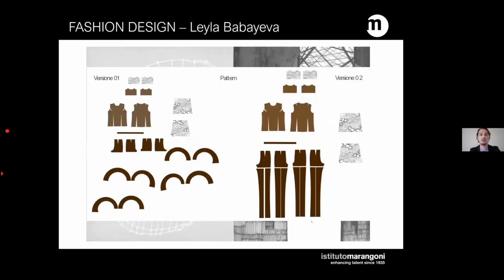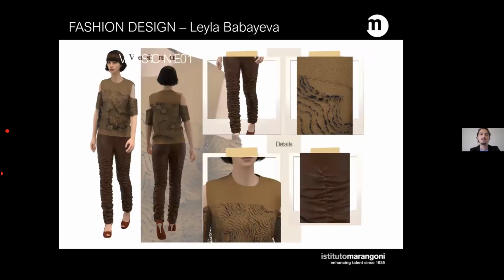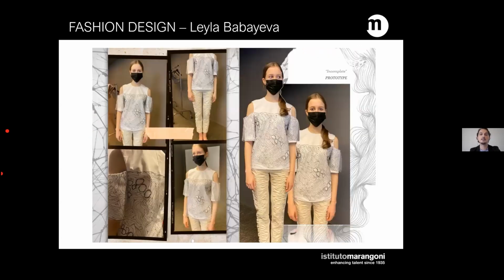We have here 2D patterns exported from CLO 3D. Here you can see the digital prototype. And this is the prototype in muslin fabric. Unfortunately, the final fabric one is still not ready, so that's why I cannot share it with you.